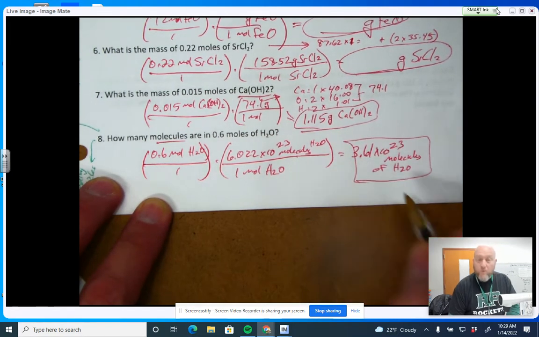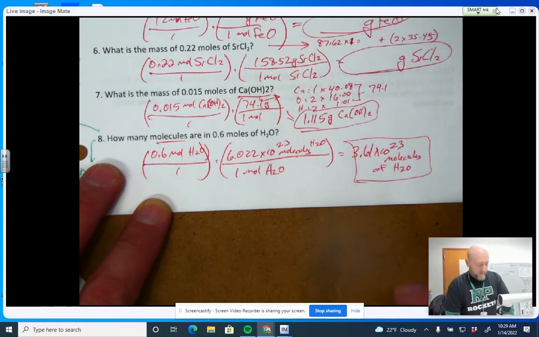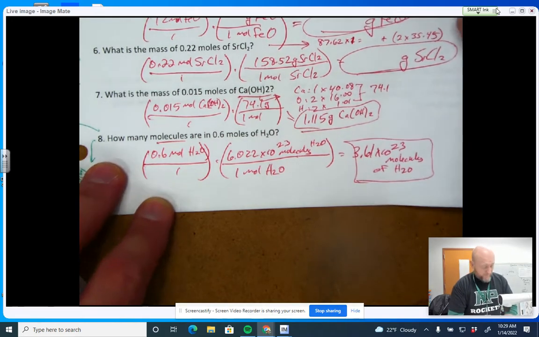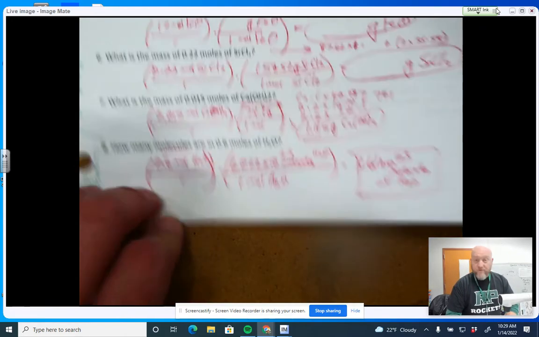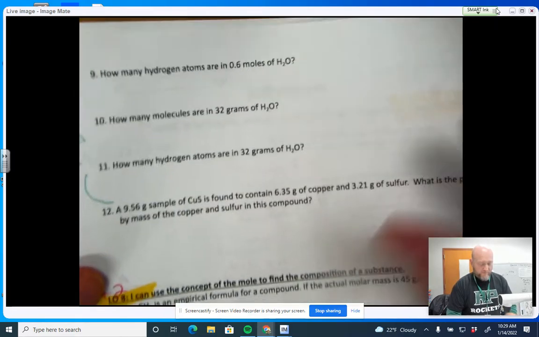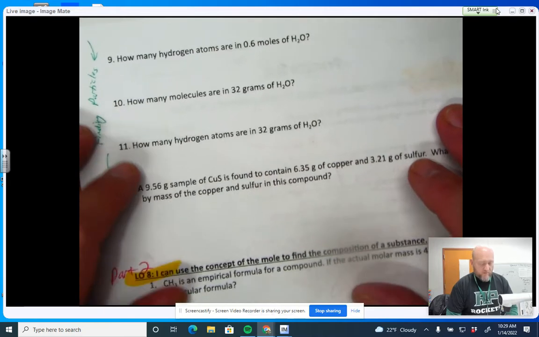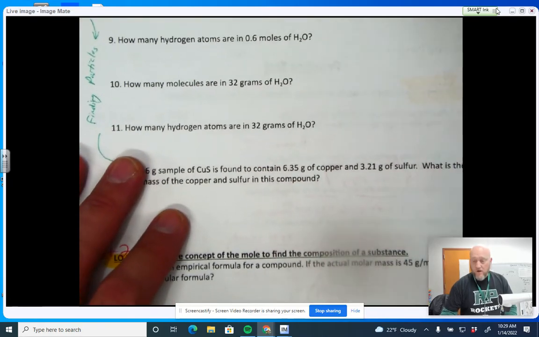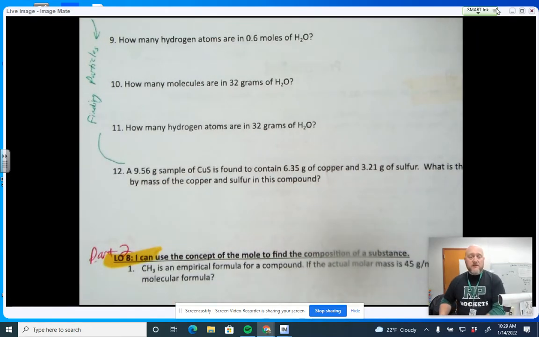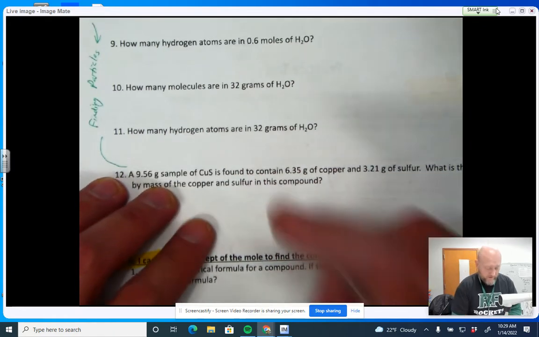So we want to make sure that we are labeling each one of these questions clearly and carefully, so that we have all the information on there. Let's go ahead, turn the page over to the top of page 2. And next question says, how many hydrogen atoms are in 0.6 moles of H2O? So again, now we want to think through, okay, hydrogen atoms within a molecule. So we're going to do the same process we did for number 8, but we're going to add one more step to find the hydrogens.